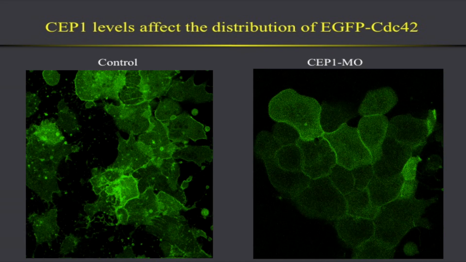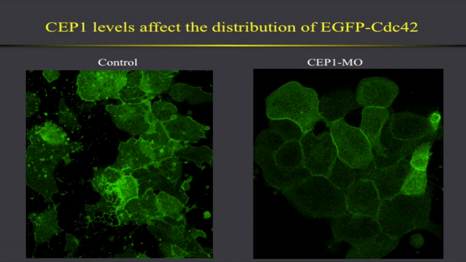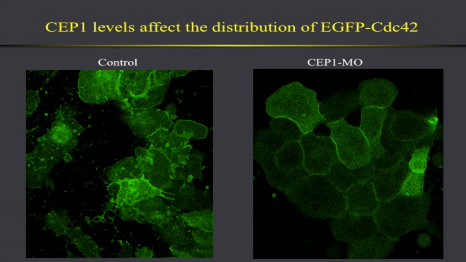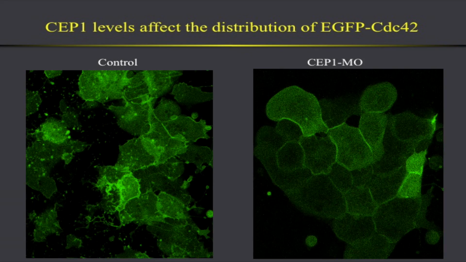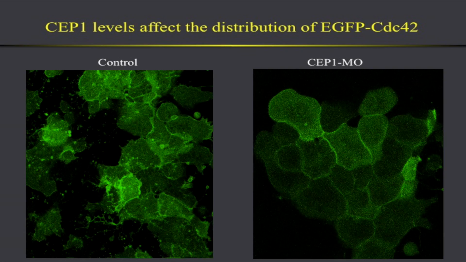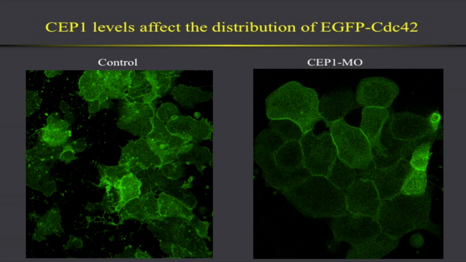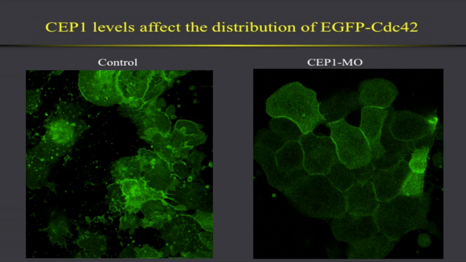However, when CEP1 is knocked down in those cells, you can see, first of all, the cells adopt a much rounder shape, and they don't form many protrusions. And Cdc42 is redistributed in a more diffuse manner, so it's expressed in the cell membrane all around the cell, as well as in the cytoplasm.